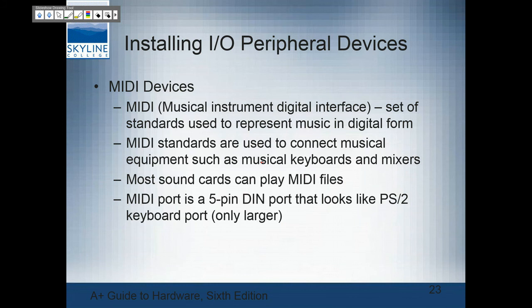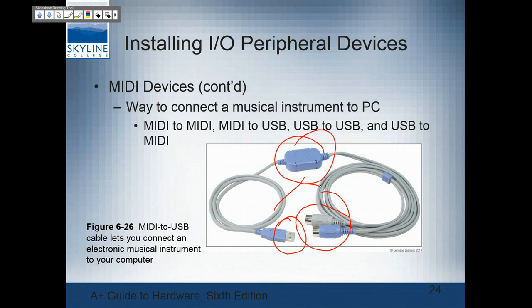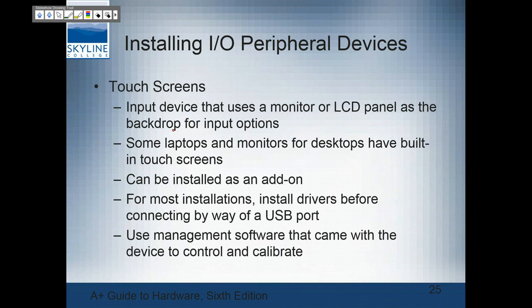MIDI devices, musical devices, allow you to create music, make music on the system, interface musical devices on your system if you want to manage music through those things. And this is going to be to the device itself, and then it's going to plug into your machine, and we have an adapter in the middle that ties these two things together. Connect a musical instrument to a PC, MIDI to MIDI, MIDI to USB, USB to USB, and USB to MIDI. And on all this, why do we need all of these things? Because we don't know what kind of connector at any given time the device is going to have. We know that the computer is going to have a USB, so MIDI to MIDI, or may have a MIDI connection, MIDI to USB, USB to USB, and USB to MIDI. So all of those things are available.